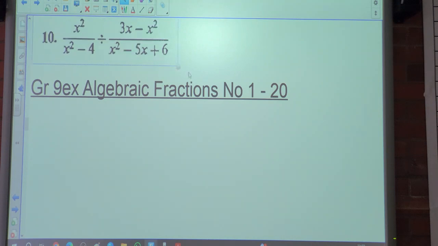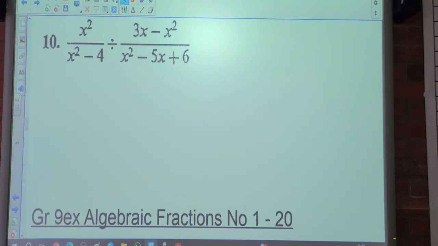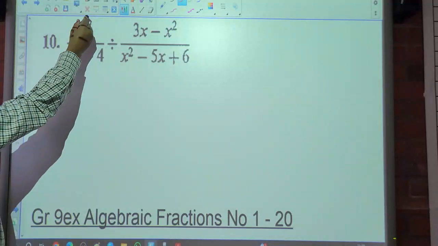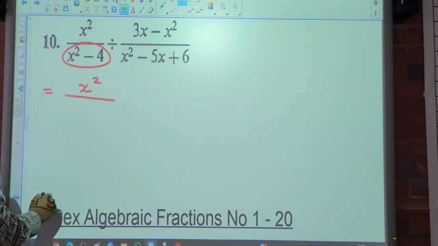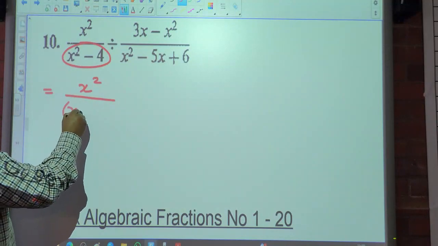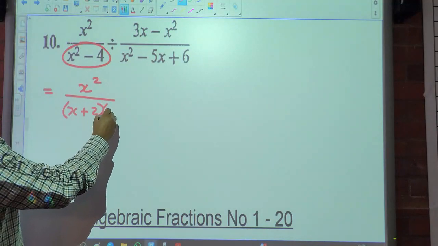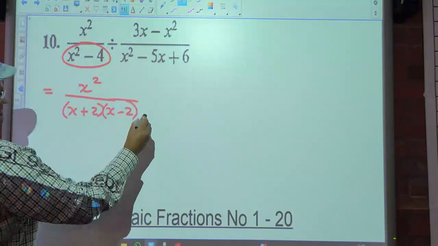Right, number 10. You've got x squared all over x squared minus 4, divided by 3x minus x squared, and that's all over x squared minus 5x plus 6. Alright, let's look at the first fraction. Can anything happen to that numerator here? No, so it stays there. Denominator? Difference of squares. So x plus 2 and x minus 2.